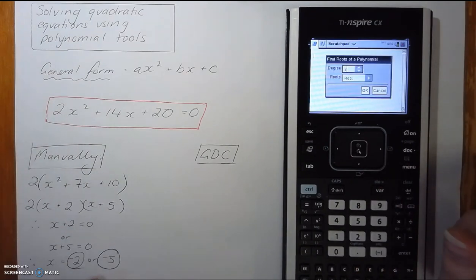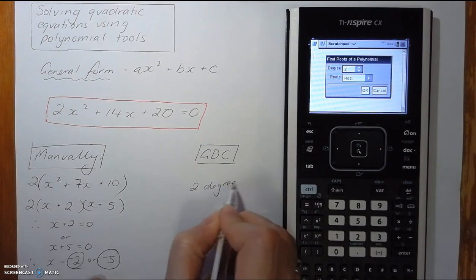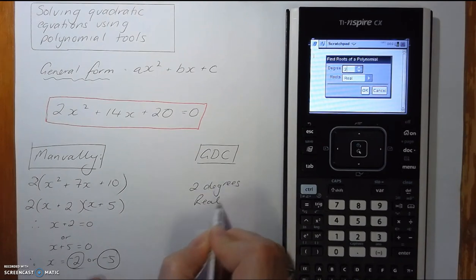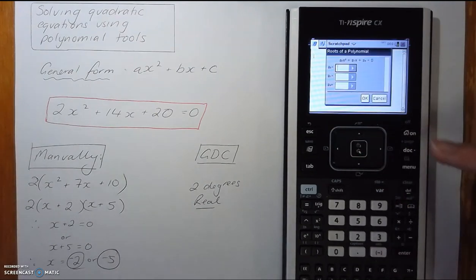It's going to ask us some questions. Number 1, we always want 2 degrees, and we're not going to change that at this point. And we always want real numbers, and we are definitely not going to change that. So you can just scroll all the way down and click OK.